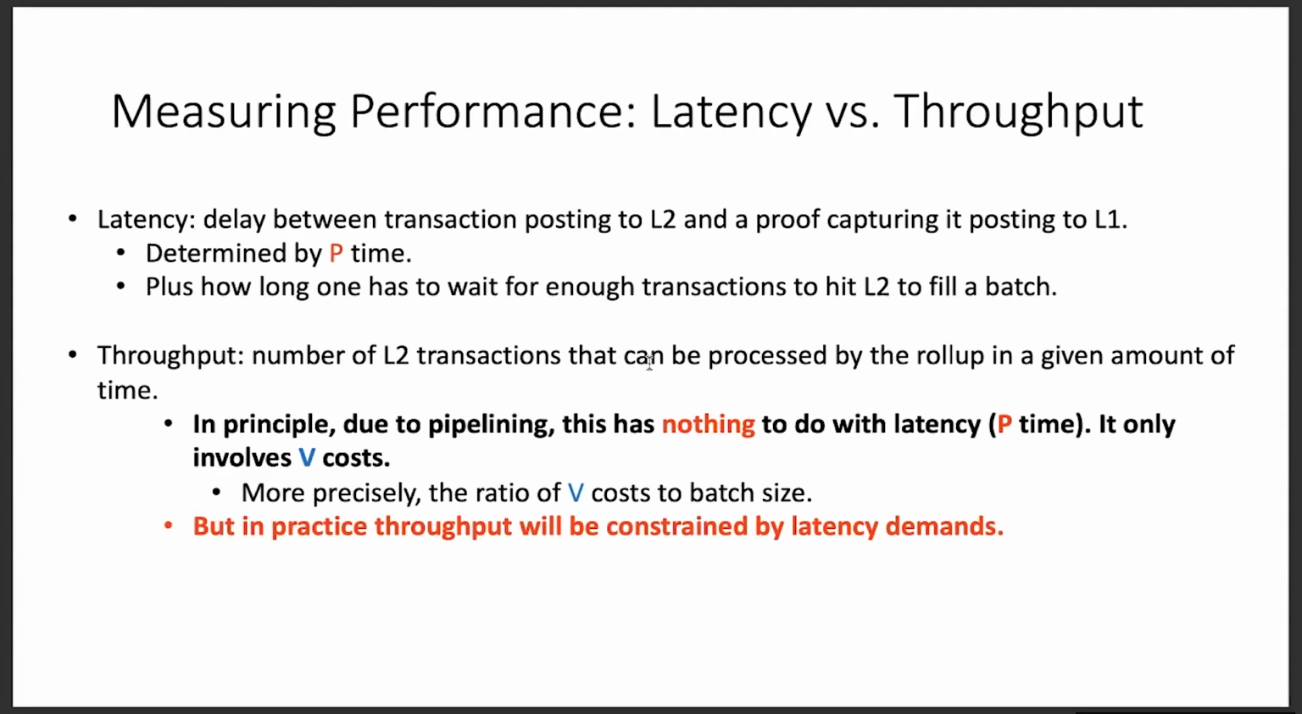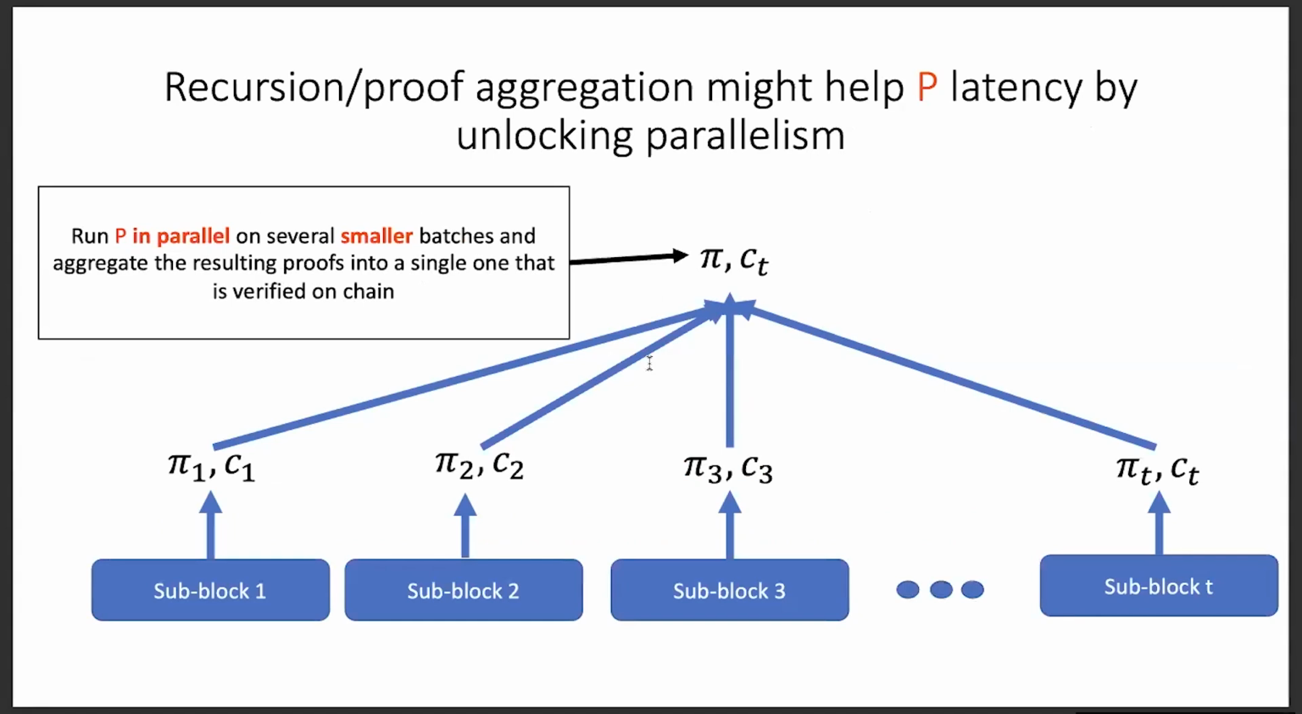Okay, so this is the last thing I talked about last time. A bunch of rollups today are doing recursive proof aggregation or composition. Covering this also clarifies the pipelining thing. The idea is they want to work on smaller blocks than they otherwise would, but they can work on the small blocks in parallel.